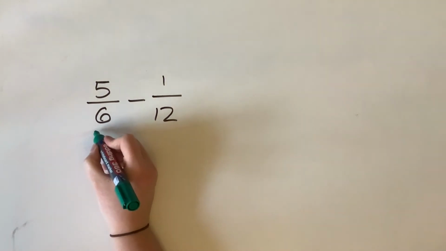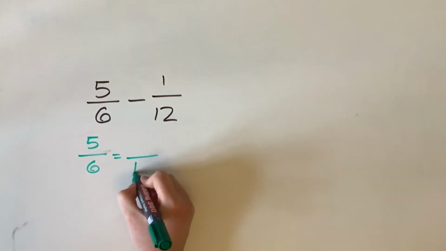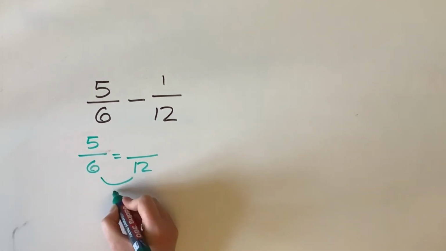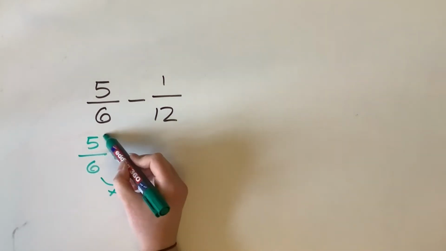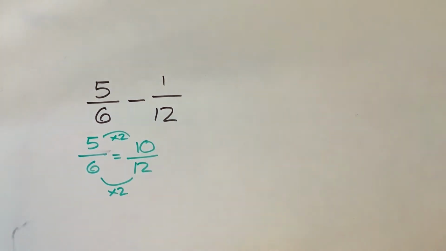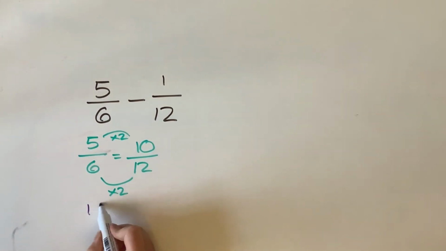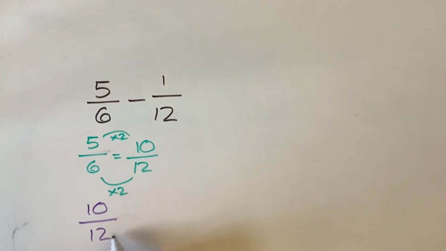So what I can do here is convert 5/6 into 12ths, so that the denominator is 12. What do I do to 6 to get to 12? I multiply it by 2, and I do the same to the top. 5 times 2 is 10. Now that I've done that, I can now do the subtraction, because I've now got 10/12ths subtract 1/12.